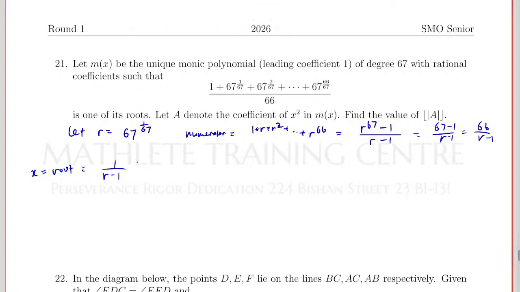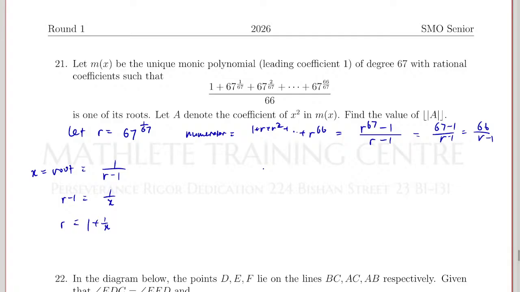So here we just need to make R the subject. Because if you make R the subject, then you can take R to the power of something and make it a whole number. In this case, you can take R to the power of 67, and it'll be a nice number. So let's make R the subject now. R minus 1 equals 1 over x. You can switch them. So R is 1 over x plus 1. Then it really looks like that question from the SMO Junior back then.